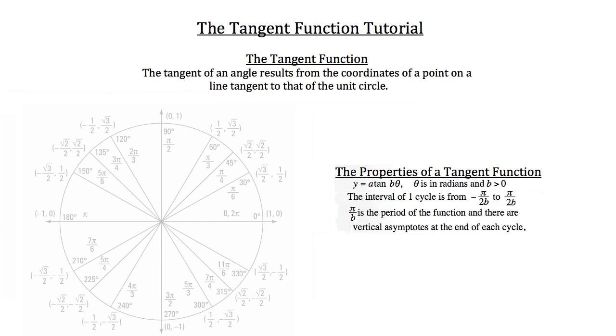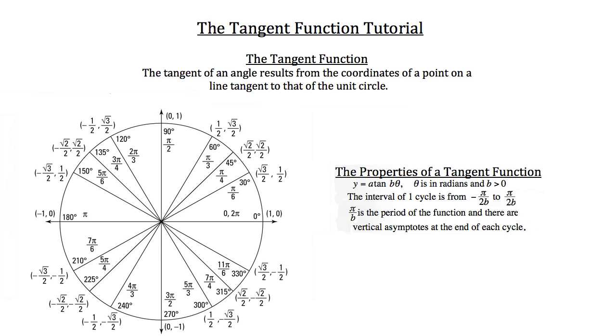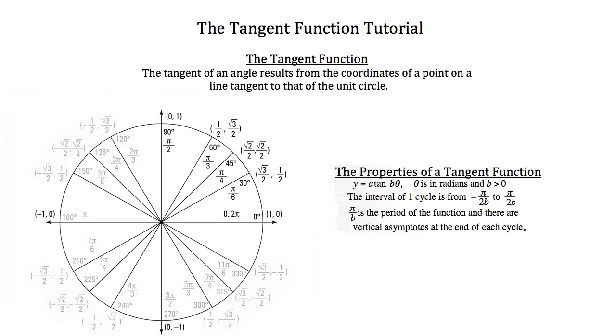So I'm going to first bring in that unit circle that we referred to and the definition of the tangent function. Now like we said, the tangent of an angle results from the coordinates of a point on a line tangent to that of the unit circle. So for this demonstration, I'm only going to use all the coordinates in the first quadrant of the coordinate plane. So I'll go ahead and get rid of everything else here.